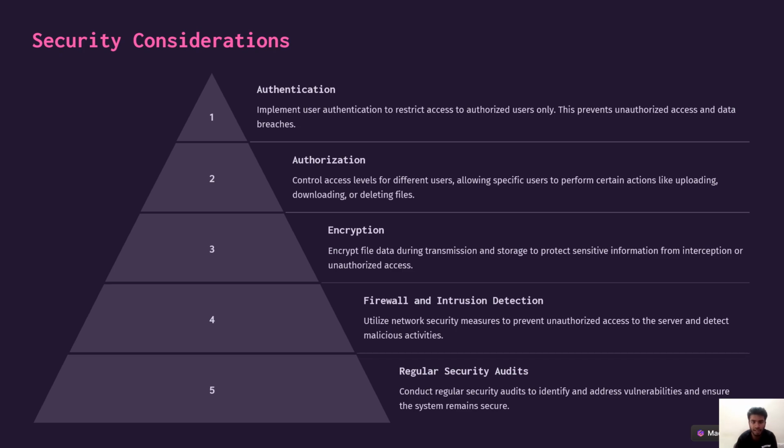Authorization controls access levels for different users, allowing specific users to perform certain actions like uploading, downloading, or deleting files. Encryption. Encrypt file data during transmission and storage to protect sensitive information from interception or unauthorized access. Firewall and intrusion detection. Utilize network security measures to prevent unauthorized access to the server and detect malicious activity. Regular security audits. Conduct regular security audits to identify and address vulnerabilities and ensure the system remains secure.